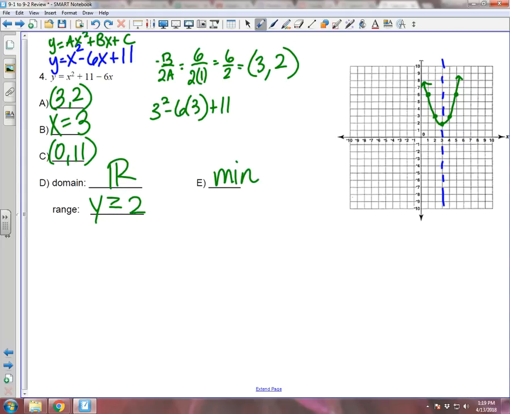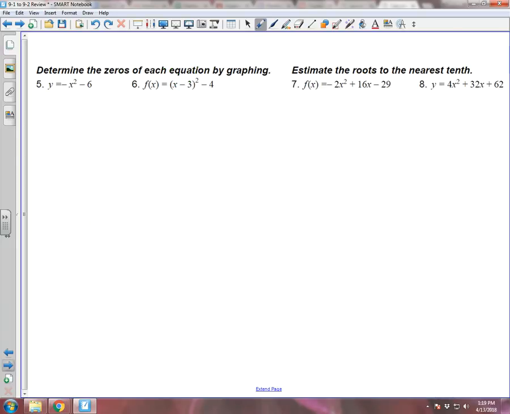Not really. How's everybody doing with the graphing part? Can we move on to answering the next questions? Okay. Determine the zeros of each equation by graphing. Folks, zeros are what? They're answers. They're where it crosses the x-axis. They're x-intercepts, right? So put it on a graph and tell me the answers.